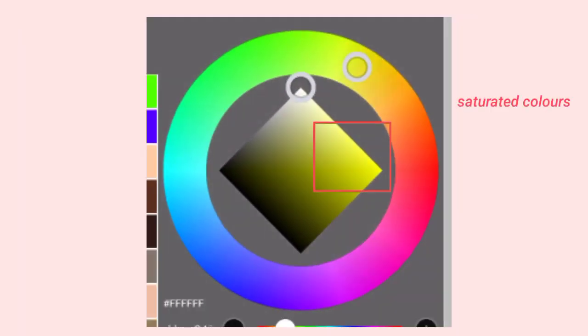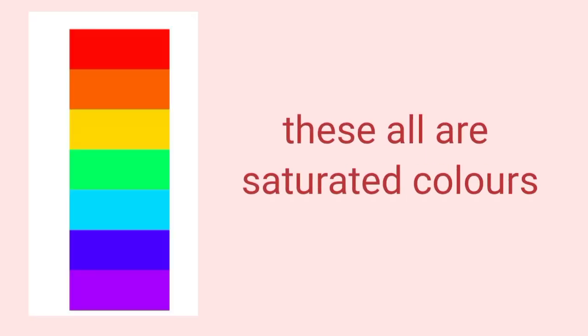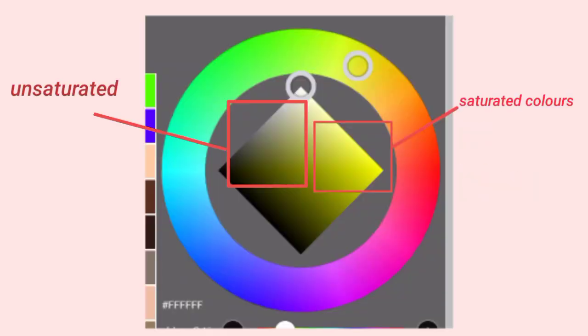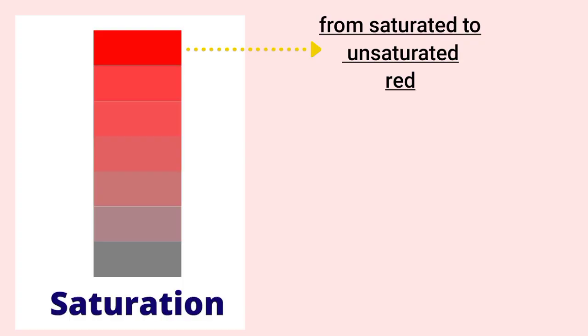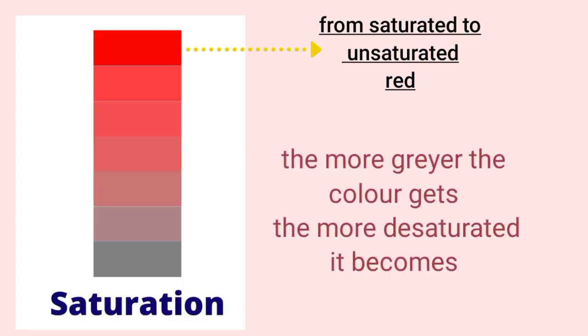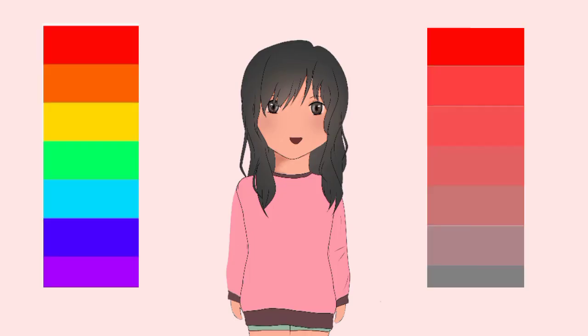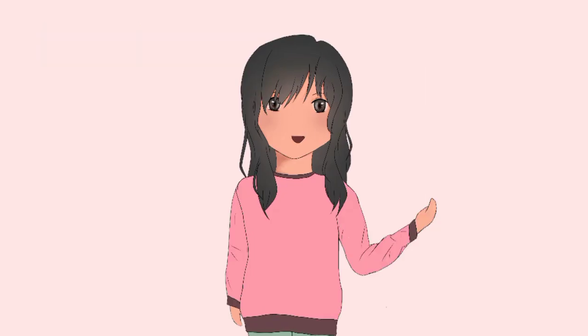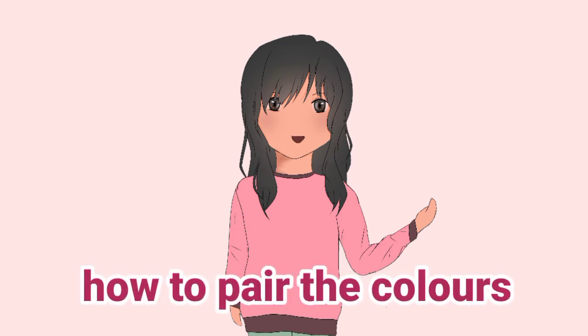Colors of this area are known as saturated colors. These all are examples of saturated colors, and this area is known as unsaturated colors. The more gray the color gets, the more desaturated it becomes. So now you know some forms of colors, desaturated and saturated. Let's talk about how you can pair the colors to make your art look good.